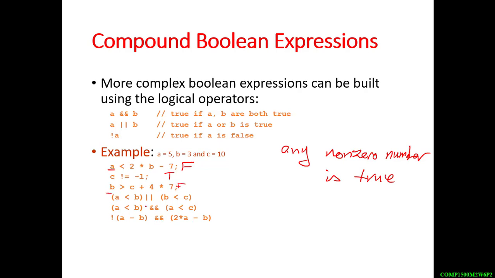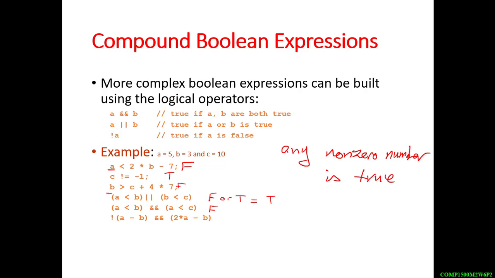Then we come to these expressions over here. Is a less than b? Nope. A is 5, b is 3. Or is b less than c? True. So it will be a false or true, so it will be a true. This one, is a less than b? Nope. So again, it's false, because in the AND gate situation, you don't have to check the next one. If you get one as false, immediately you don't have to check it.